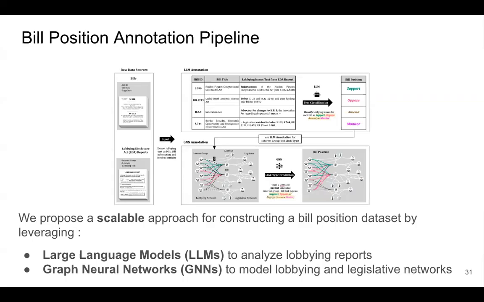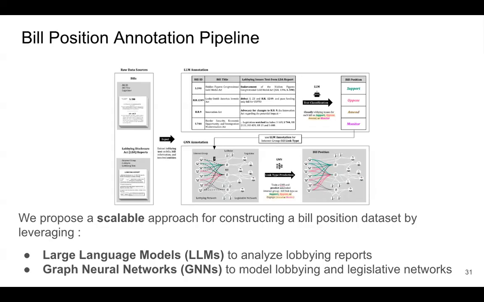So what we did is we took the data set of lobbying reports, we did the annotations through LLMs to classify, for each lobbying activity, whether that interest group is in support or opposition of the bill that they're lobbying for, or sometimes certain topics, not specific bills. And then we use graph neural networks to predict the unspecified ones.